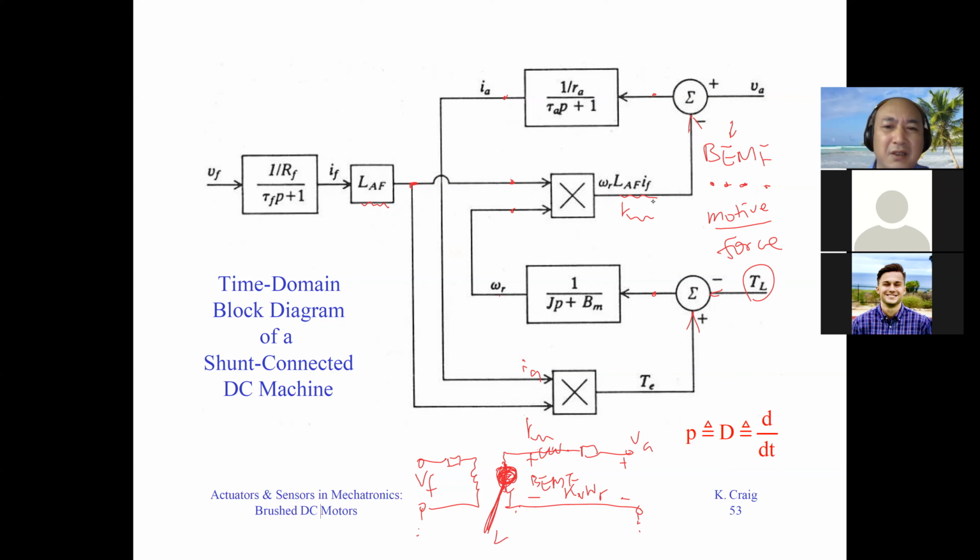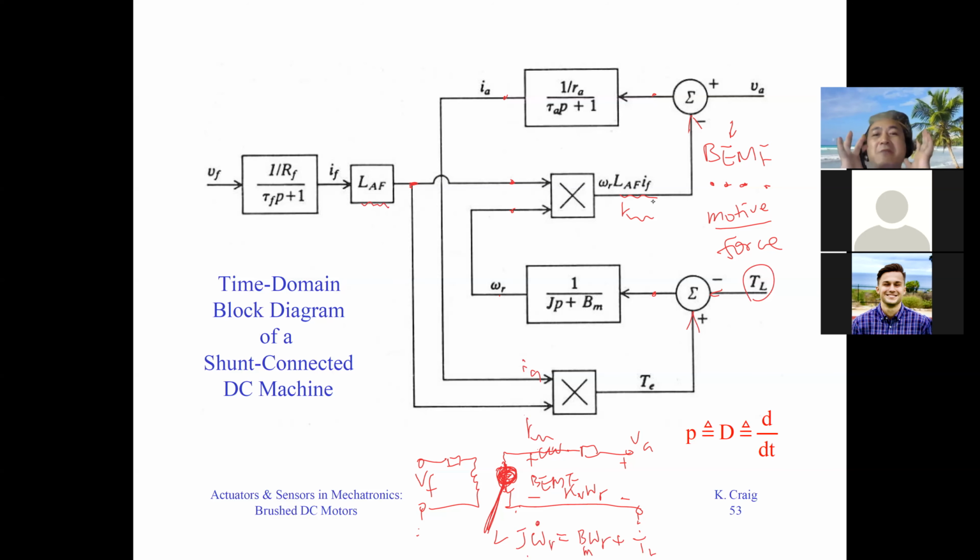And this one will be connected to a load. And the load has omega. Here we use omega R. So you have omega R dot times J plus B omega R, where J is my moment of inertia, plus my TL, my load. So the B is here, J is here.